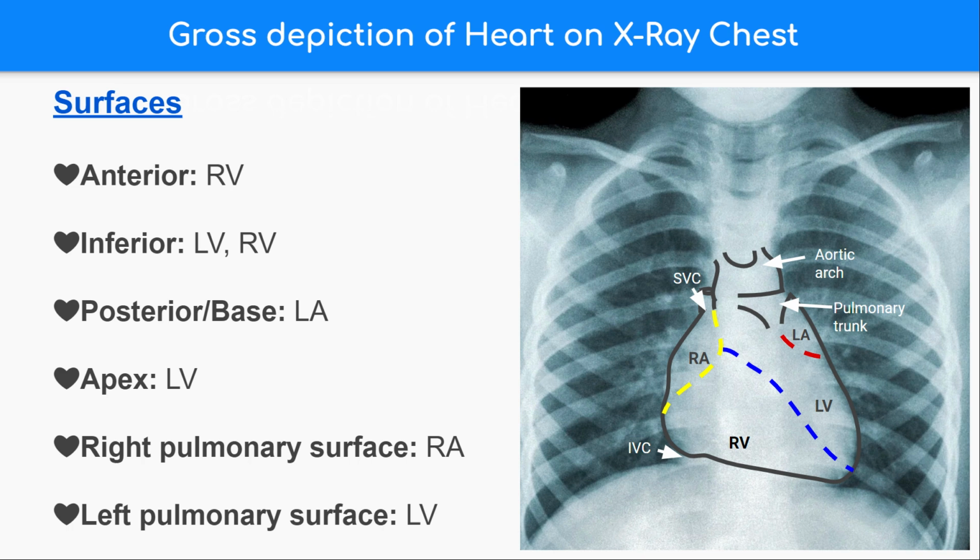So the anterior surface is formed by the right ventricle, the inferior surface is formed by the left ventricle and right ventricle, the posterior surface or base is formed by the left atrium, the apex is formed by the left ventricle, the right pulmonary surface is formed by the right atrium, and the left pulmonary surface by the left ventricle. Understanding the positioning of the heart is crucial for effectively navigating its corresponding blood supply.